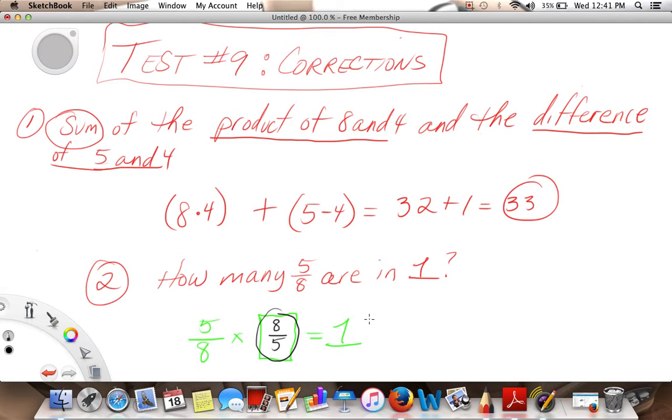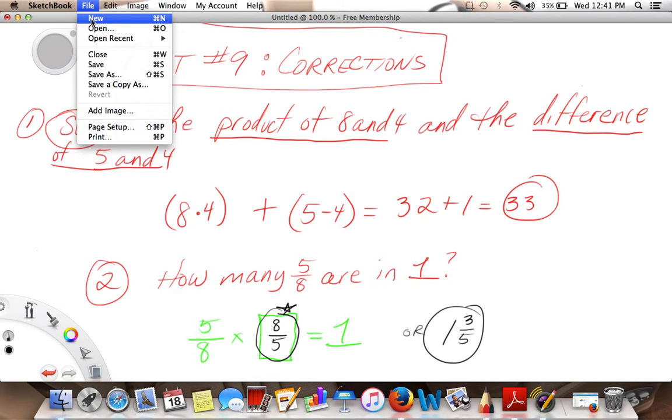So your solution should be 8/5. Now we can write that answer simply as 8 over 5, or we can say 1 3/5. Okay, but I like this answer better because it helps you just remember reciprocals, and I know you're familiar with reciprocals. Okay.